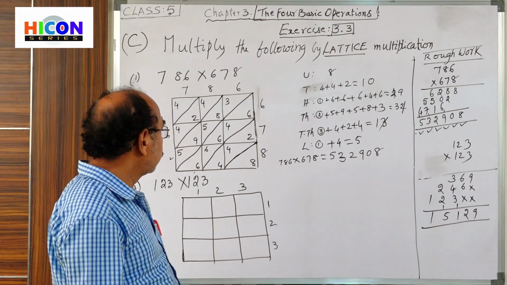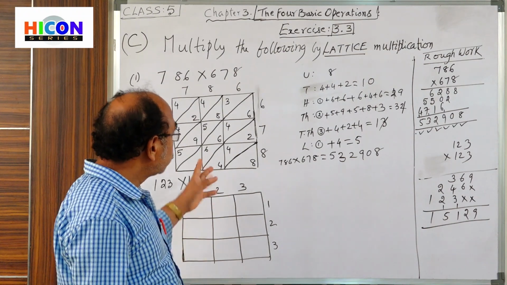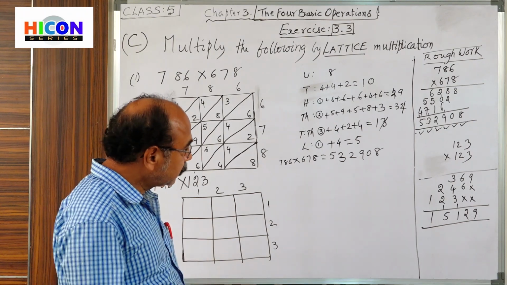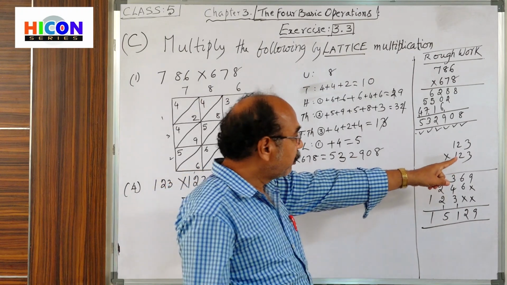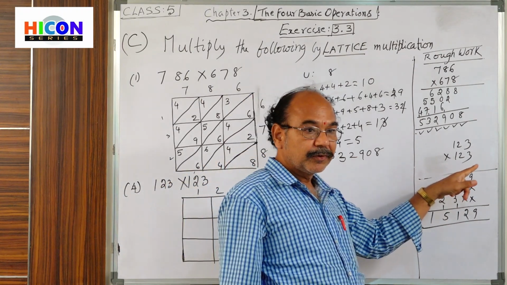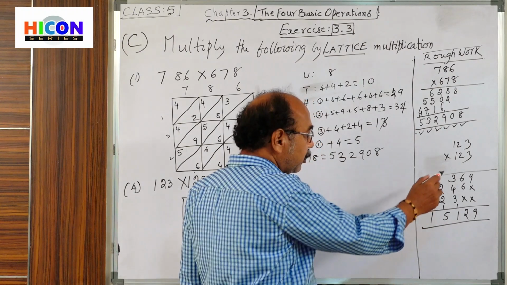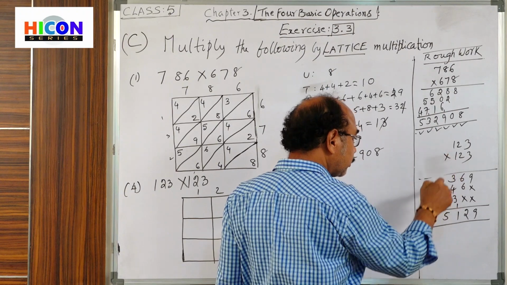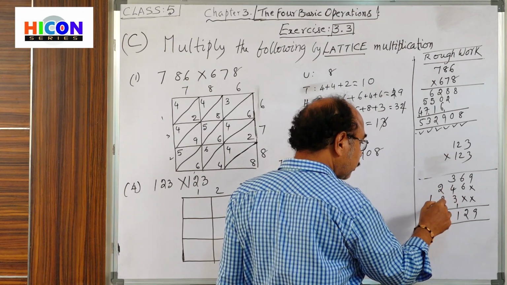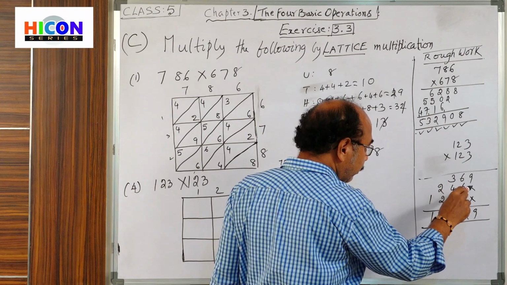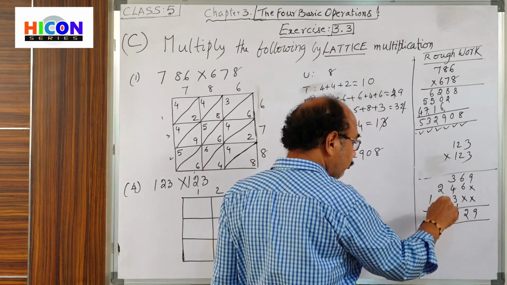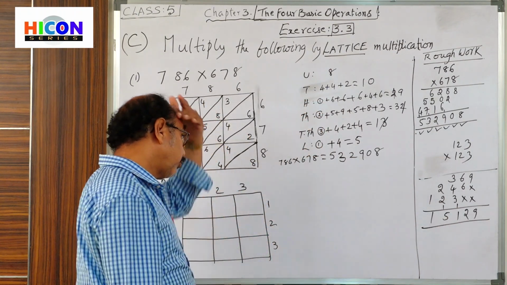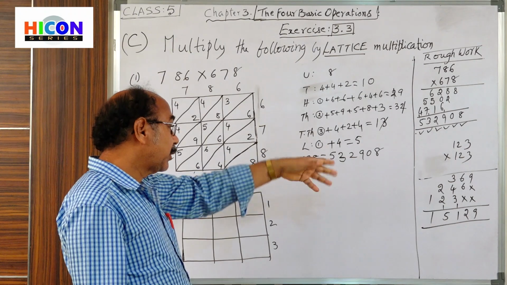This is actual multiplication. This is lattice multiplication. Understood, children? Now, the same procedure here. Here also we can follow. See, children, actual multiplication I showed here: 123 into 123, first number into second number. 3 3s are 9, 3 2s are 6, 3 1s are 3, 2 3s are 6, 2 2s are 4, 2 1s are 2. 1 3 is 3, 1 2 is 2, 1 1 is 1. And add it. In the rough work, actual multiplication is shown.